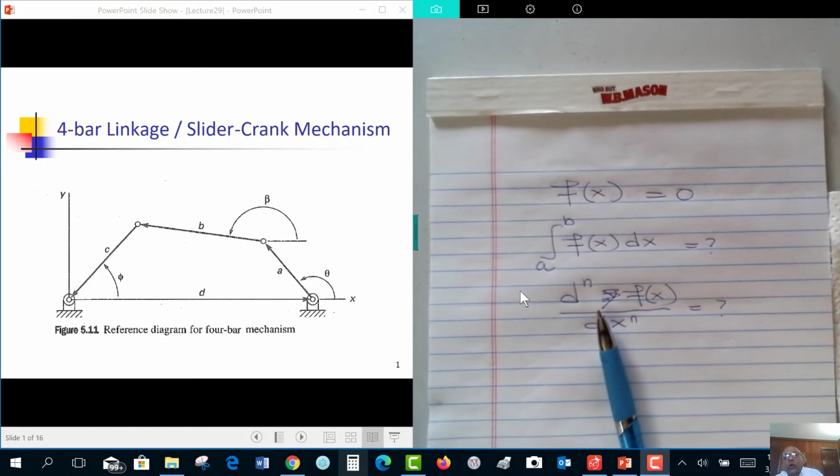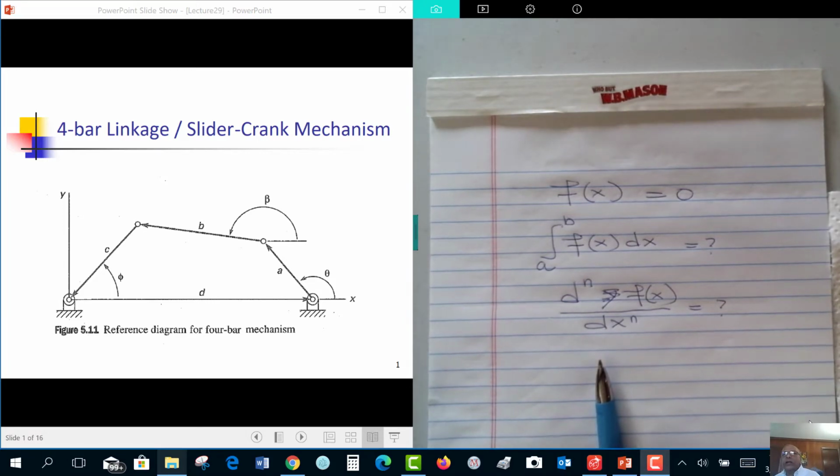So we can do all the things that we might want to do or know about functions. And that becomes very, very valuable because we can do each of these things numerically. So now let's take a look at our 4-bar linkage and see where we can apply the ideas that we have learned so far.